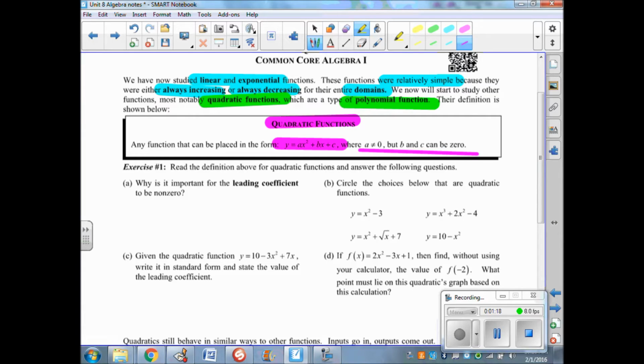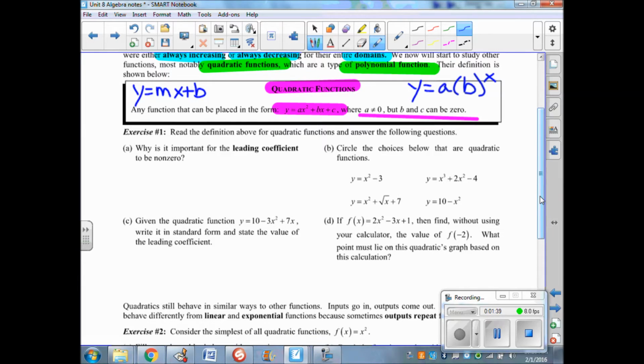So what do we mean by this general form? When you think about a linear function, we know linear is y equals mx plus b. That's your basic linear function. And then y equals a times b to the x, that's your basic exponential function. So now we have the basic form for the quadratic. So let's take a look and pick this apart a little bit.